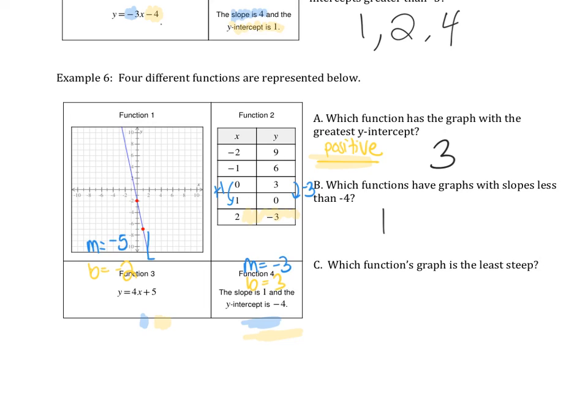And then question C says, which function's graph is the least steep? Well, recall from earlier that the least steep graph refers to the one with the slope that is closest to 0. So out of these slopes, the one that ends up being closest to 0 is function 4. So it must be the least steep graph.